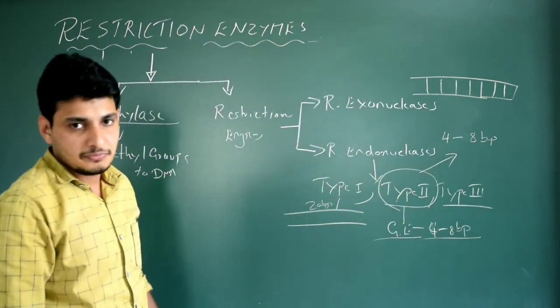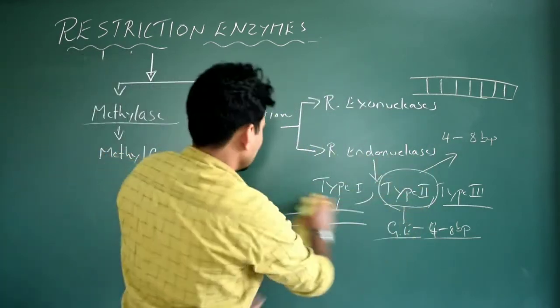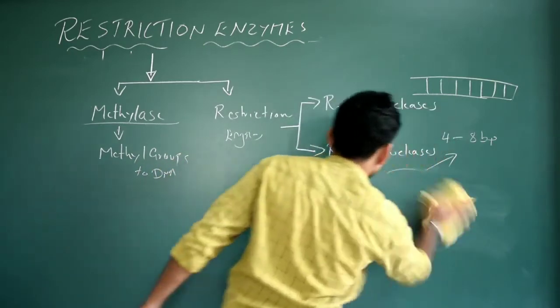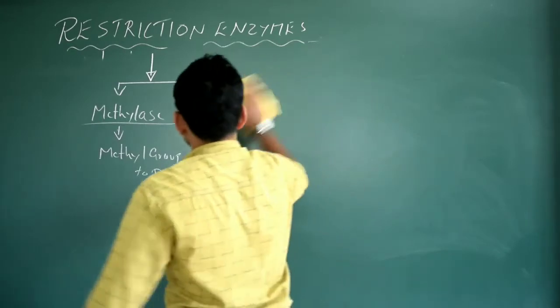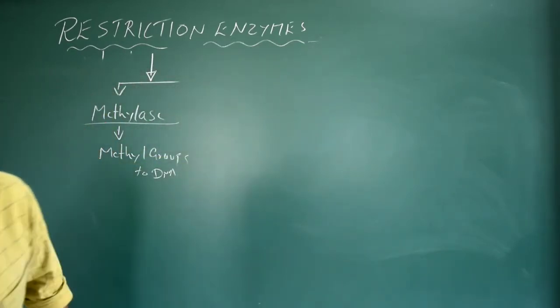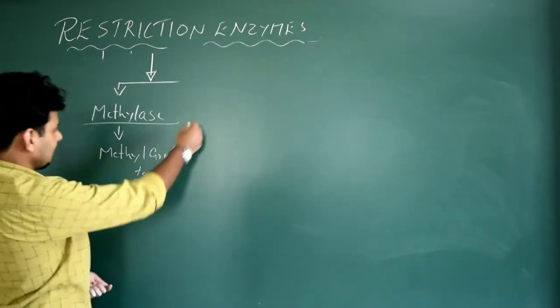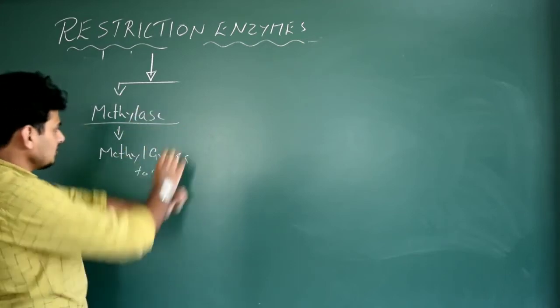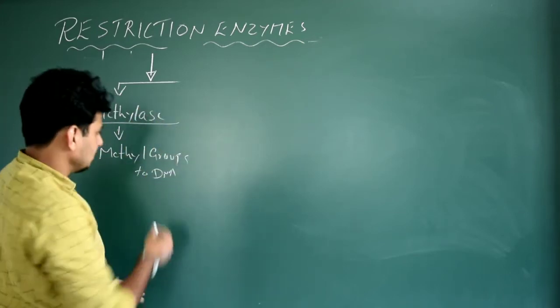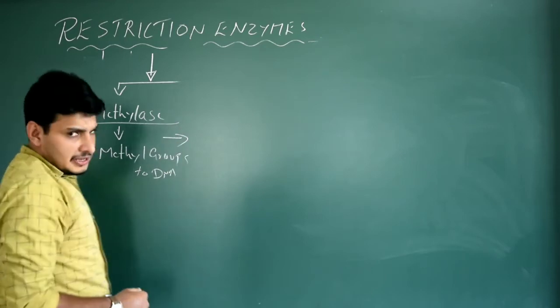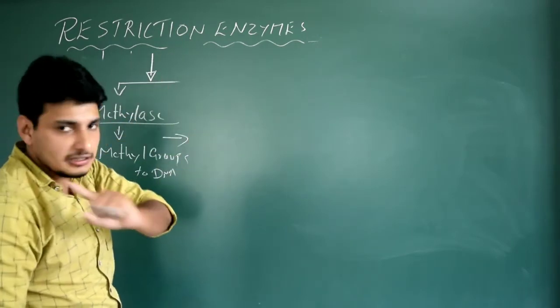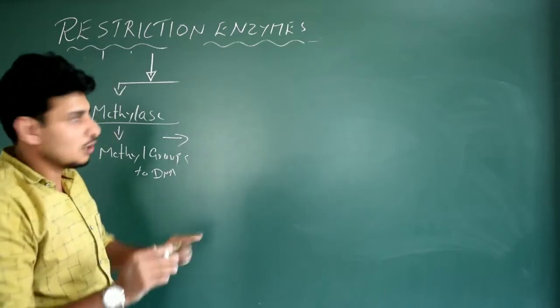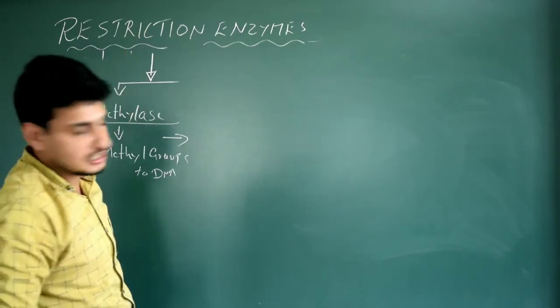Please add this point: 4 to 8 base pairs. Please write down each and every point, very important. Now we'll talk about methylase. Even though it is not necessary for genetic engineering, let me tell you, in some prokaryotes, because as I said, restriction enzymes are present or seen only in prokaryotes. Any other organism will not exhibit these restriction enzymes.